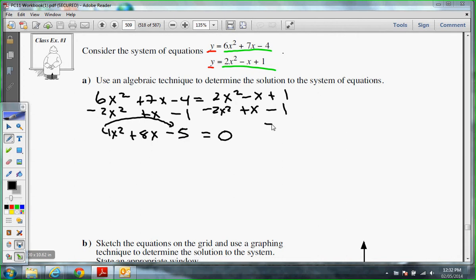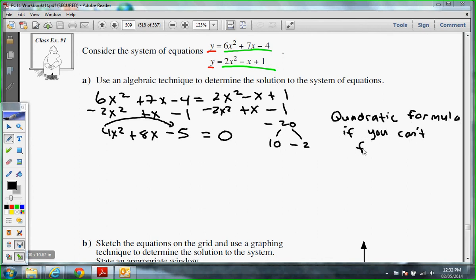4 times negative 5, negative 20. So there are multiples of negative 20 that add up to 8. 10 and 2, good, yeah, 10 positive, 2 negative. Now, if you couldn't do decomp, your last and final option would be the quadratic formula. So quadratic formula, if you can't factor. Yep, it's on the formula sheet that you get for every test. Okay, good. So here we go.